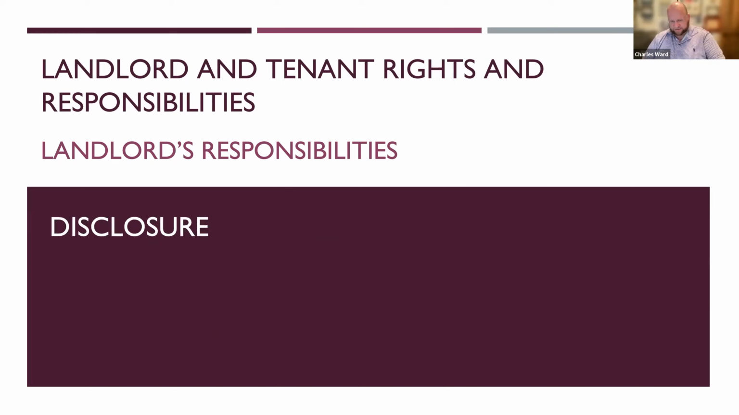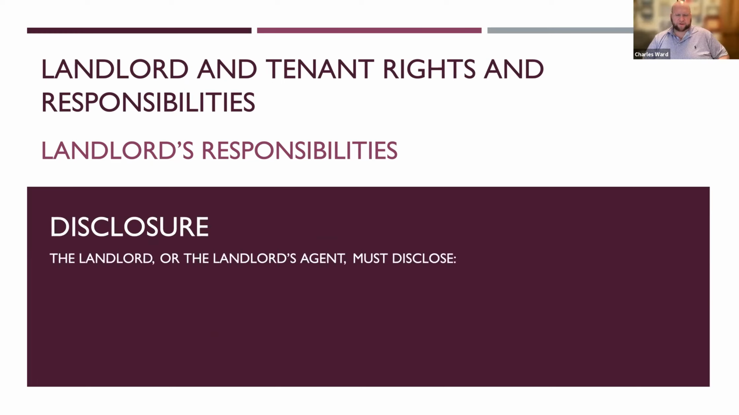Landlord has a duty to disclose. Landlord or his or her agent must disclose the name and the address of the property manager and either the owner or the owner's agent. Now, for small properties, one house, something like that, these are all probably going to be one and the same person, or very likely could be.